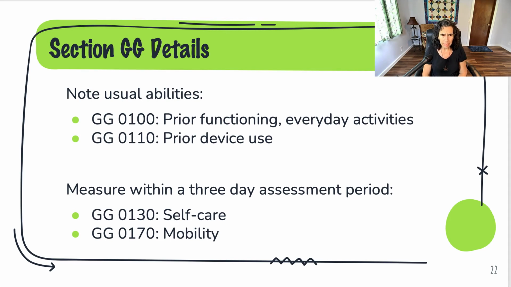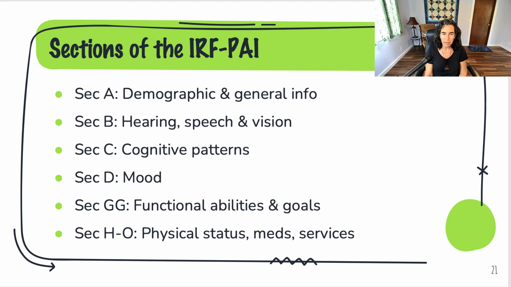And then the second piece is within a 3-day assessment period. That's 3 days of arrival. They need to be assessed for 0130 and 0170, which are self-care and mobility. So that should ring a bell with the FIM, right? Self-care and mobility are parts of the FIM. And we have other parts like cognitive patterns, hearing, speech, and vision, etc., that were in the FIM. They were under a different name, but still we're looking at overall function.